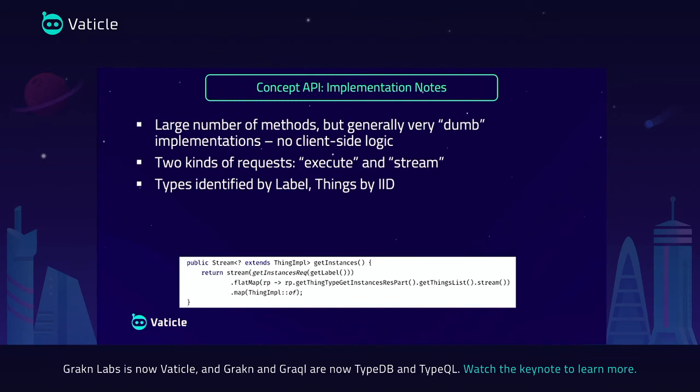Now, all concepts need to be identified so that the server knows what you're talking about. For things, we use the internal ID, and for types, we use the label.